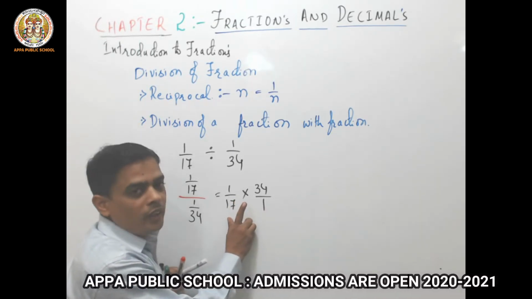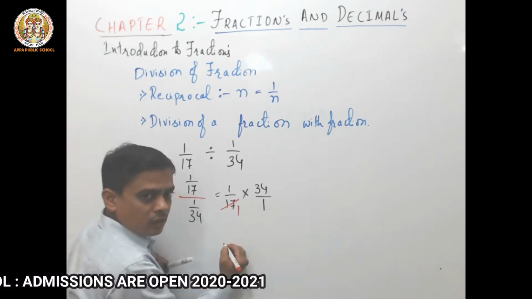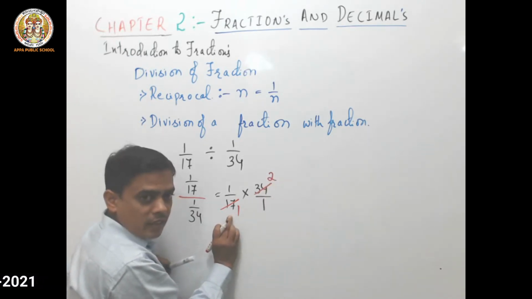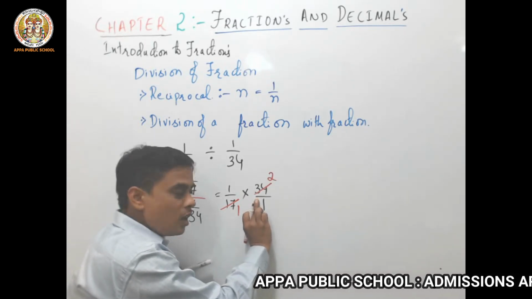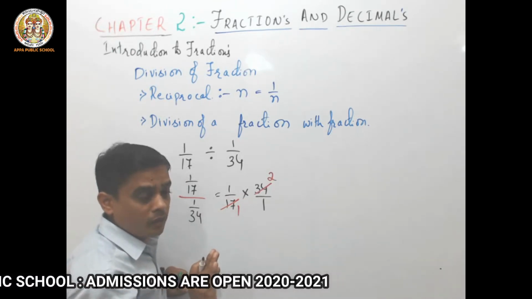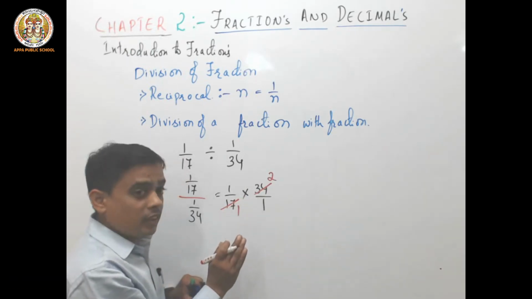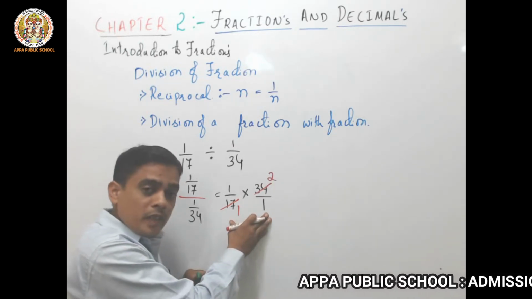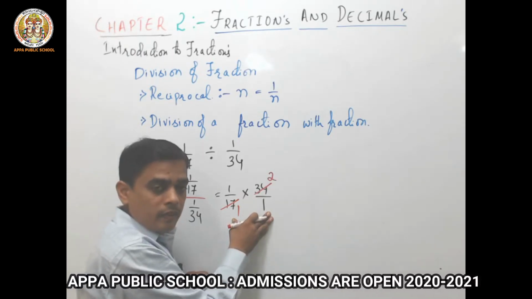Cross cancellation is possible only in case of multiplication. That is, you can cancel 17 ones on 17 twos on. This is called cross cancellation. You are cancelling one fraction with the other fraction. This is possible only in case of multiplication. It is not possible in case of addition or subtraction. Please remember this. In addition and subtraction, you have to make the bases the same, that is, by taking an LCM.